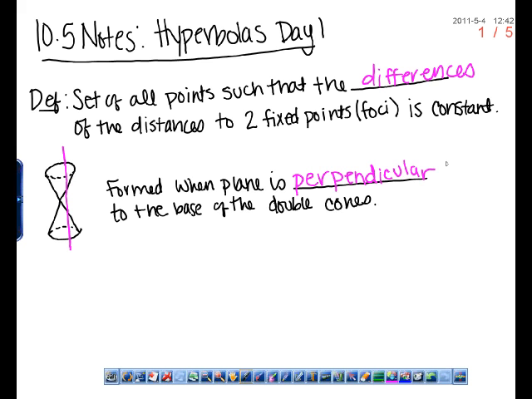I think we'll still have a hyperbola. I think the important part is that it's perpendicular. The bottom piece might just be really, really small or just a point or something like that maybe. I don't know, but that's a good question.